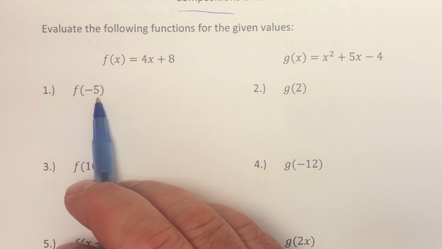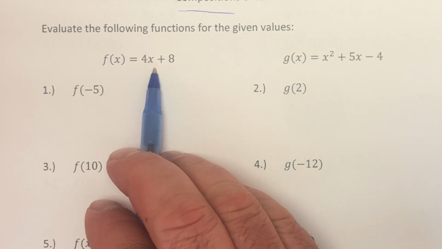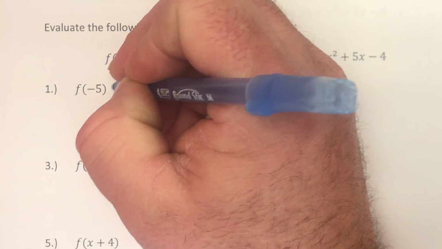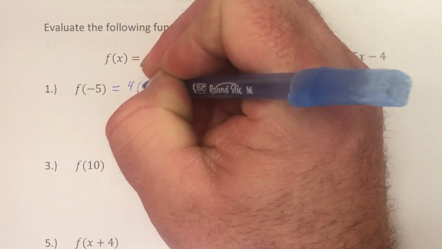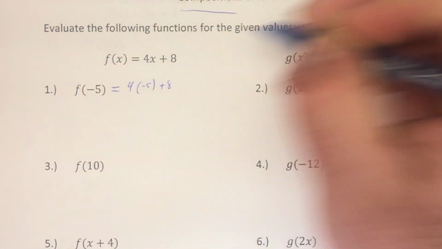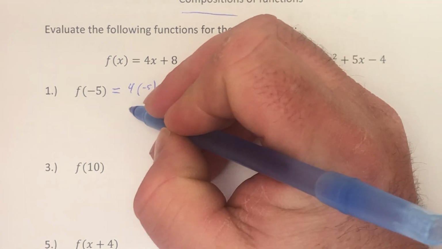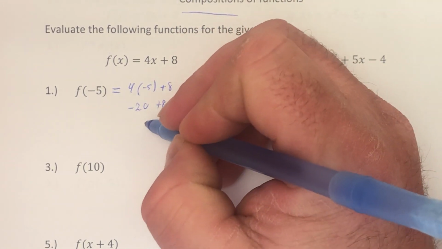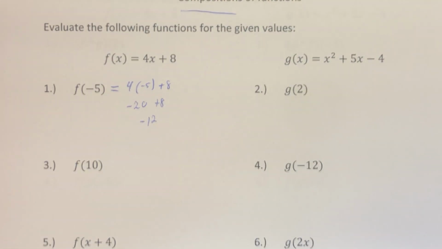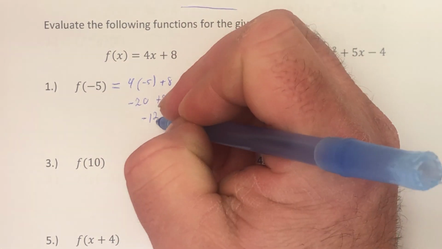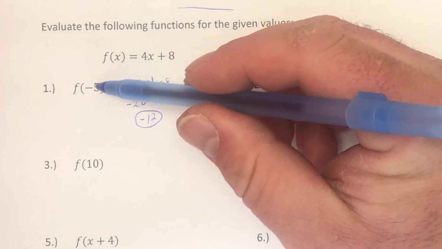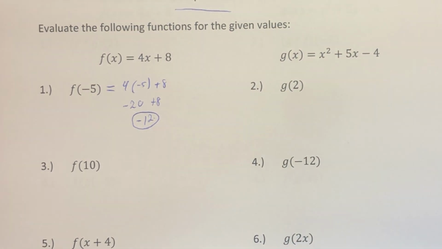So when I see f of negative 5, what I do is I just come up to this function. Wherever I see an x, I replace it with negative 5. So in this case, it's going to be 4 times negative 5 plus 8. Well, 4 times negative 5 is negative 20. And then I got to do the plus 8. Negative 20 plus 8 is negative 12. So the value of f of negative 5 is negative 12. Basically, that means when x is negative 5, y is negative 12.